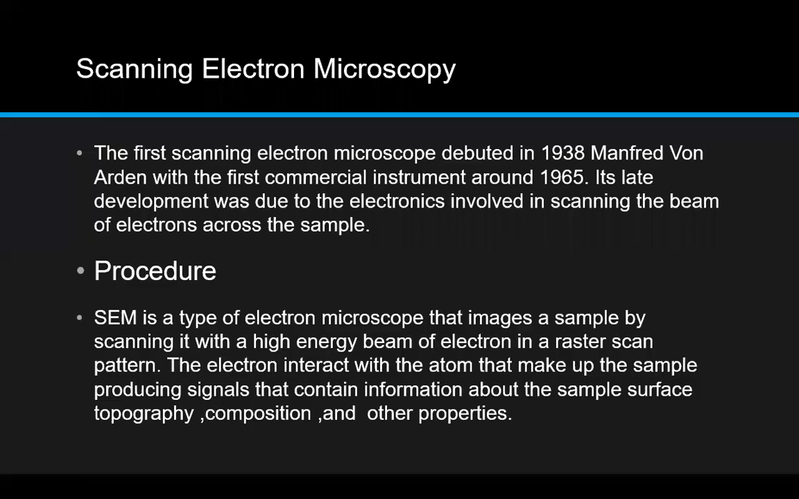Scanning electron microscopy. The second one is scanning electron microscopy. It was first developed by Manfred von Ardenne in 1938. It was the first scanning electron microscope, and the first commercial instrument came around 1965. The later development of scanning electron microscopy was because scanning a beam of electrons across the sample is more complex than the procedure of transmission electron microscopy.